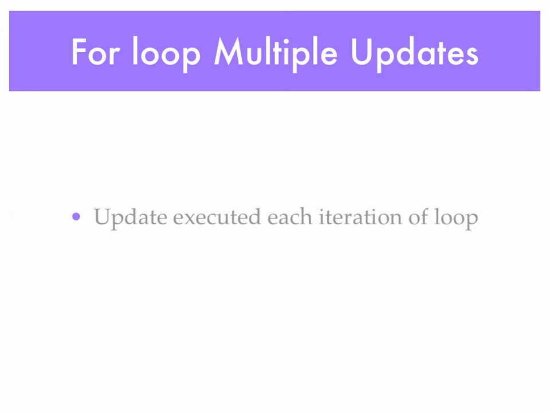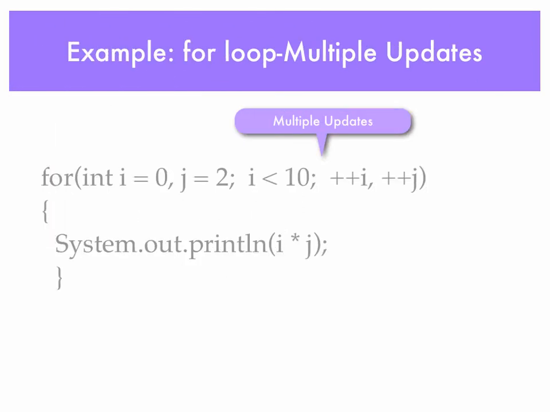Now, I update my for loop each time I go through the loop. An update is executed each iteration of the loop. I can have multiple updates. I separate them by commas. So here's multiple updates. Here I've got my for statement, and I've got int i equals 0 and j equals 2. We looked at that. Here's my test, i less than 10, and here's my multiple updates, plus plus i and plus plus j. Notice that they are separated by a comma. And in this example, I'm just printing to the screen the value of i times j.